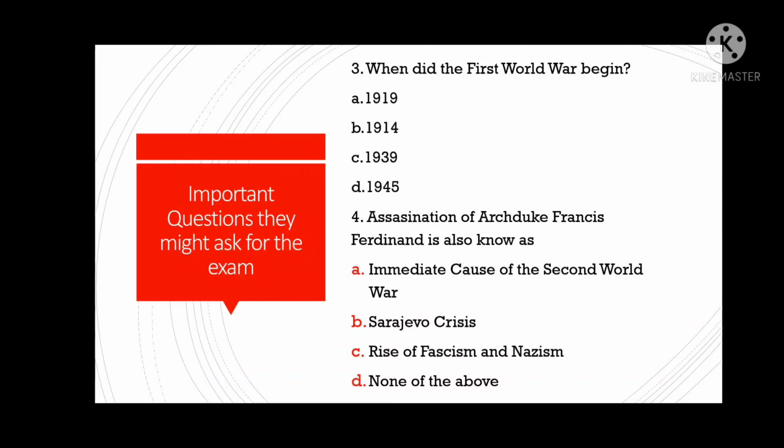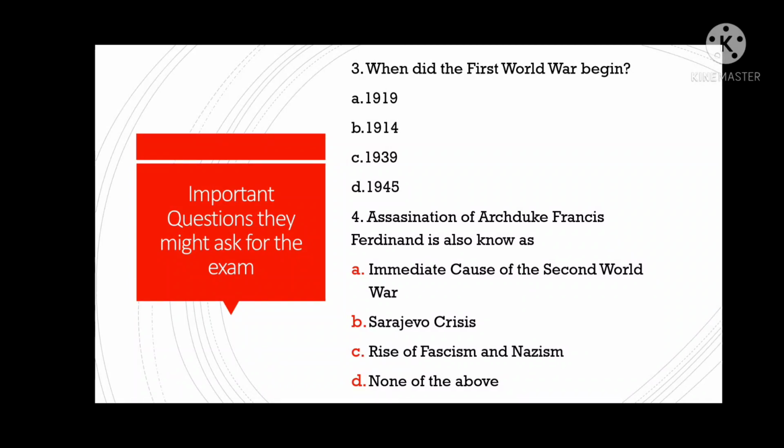The fourth question, assassination of Archduke Francis Ferdinand is also known as. So that is the third cause. Hope you all are remembering the third cause. Sarajevo crisis, also known as immediate cause of the First World War and also known as assassination of Archduke Francis Ferdinand. So the right answer is Sarajevo crisis.